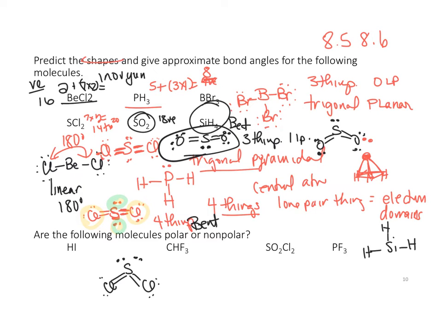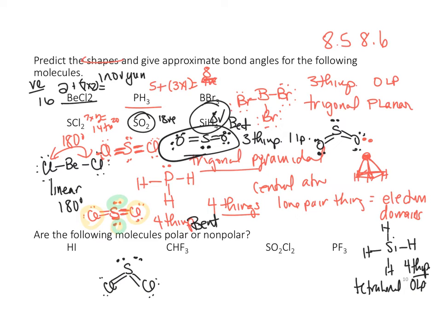Okay, SiH4, silane. So you have silicon is 4 plus 4, that's 8 valence electrons. And so this has 4 things, 4 electron groups, 0 lone pairs. So we're going to call that tetrahedral.